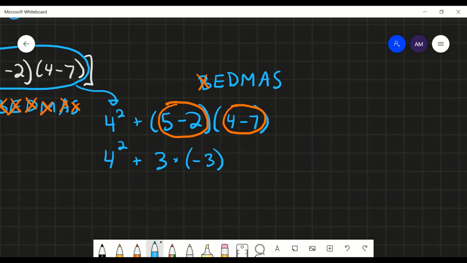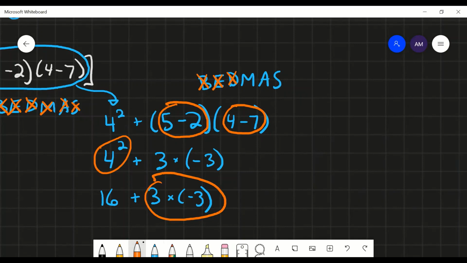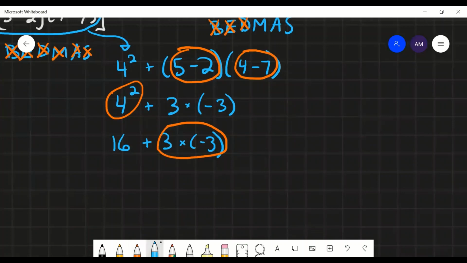Exponents. So yes, there's a set of exponents right here, 4 squared. That's going to be 16. It's 4 times 4, plus 3 times negative 3. Okay, exponents are done. Are there divisions? No. Are there multiplications? Yes, right here. 16 plus, or minus, I guess. If you have a plus and a minus and they're multiplied, it's actually going to be a minus. And then 3 times 3 is 9.